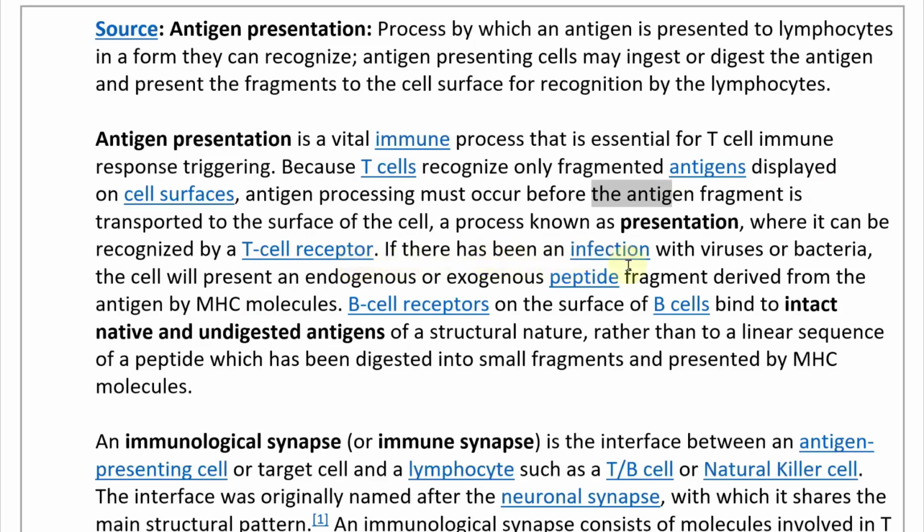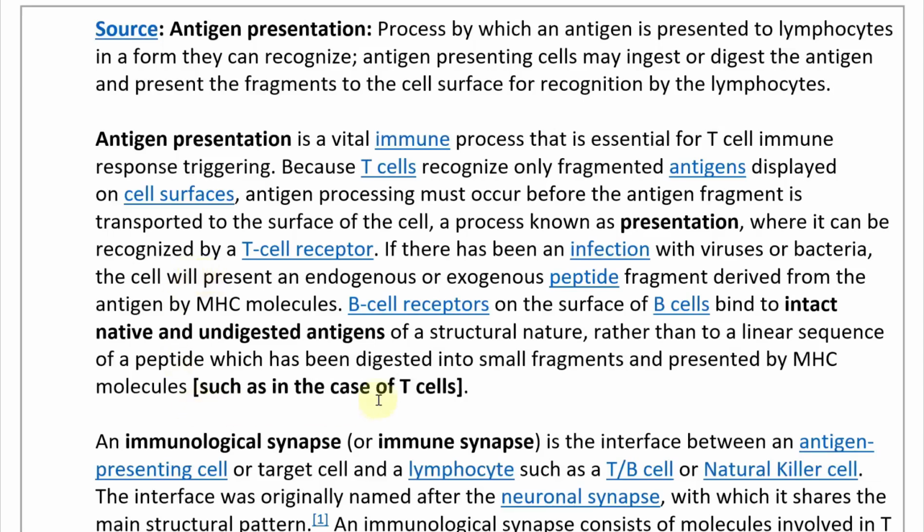If there has been an infection with viruses or bacteria, the cell will present an endogenous, inside, or exogenous, from the outside, peptide fragment derived from the antigen by MHC molecules. That's major histocompatibility complex molecules. B cell receptors, however, on the surface of B cells bind to intact, native, and undigested antigens, so not the fragments, of a structural nature, rather than to a linear sequence of a peptide which has been digested into small fragments and presented by the MHC molecules, such as in T cells.